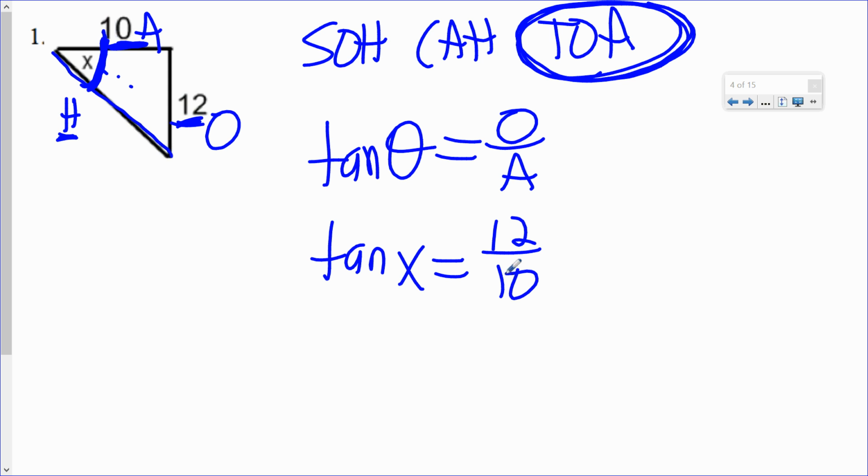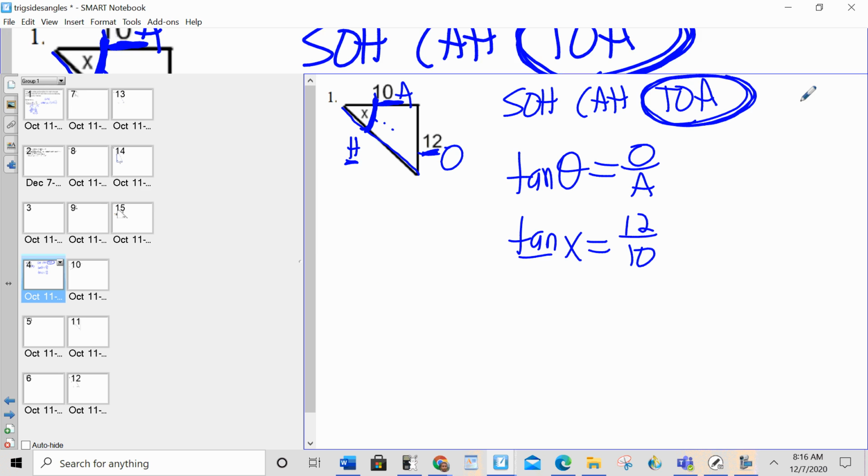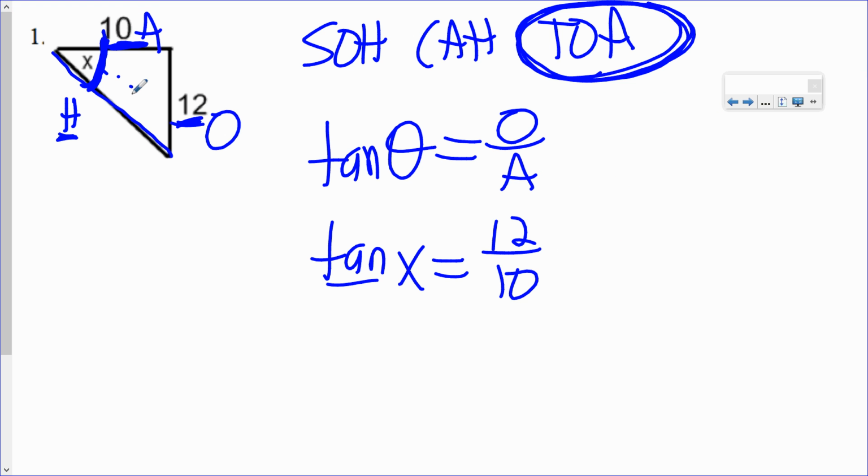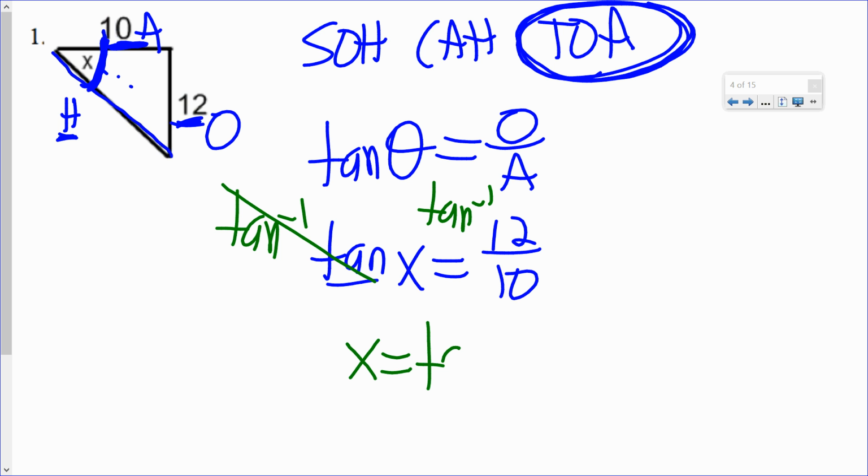Now I want to solve for x. I have a tan in front of x. So to get rid of tan, I need to do the inverse of tan. The inverse of tan is inverse tan. So I'm going to do inverse tan to both sides. That gets tan to cancel. Again, the inverse operation always cancels out an operation. So I'm left with x on the left-hand side, and my right-hand side is inverse tan of 12 over 10.